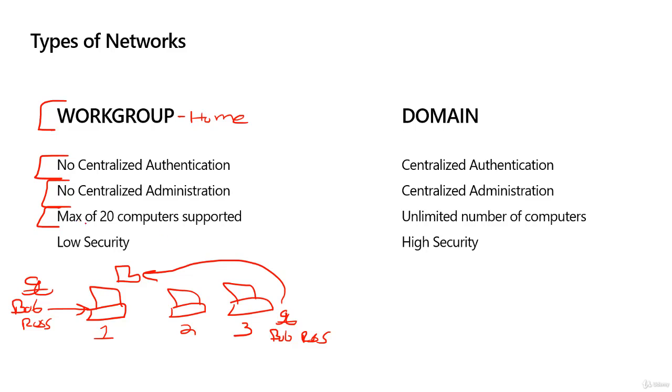So when this says max of 20 computers supported, the reason I use the word supported is because that would be concurrent connections. More than 20 computers, you could potentially run into problems. Now, you could have 100 computers in your workgroup. As long as they don't try to access the same shared resource at the same time, that's a non-issue. So from a support point of view, 20 would be the limit.